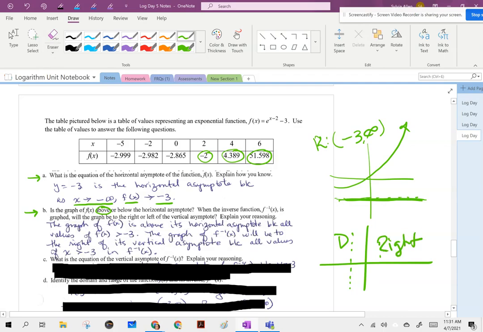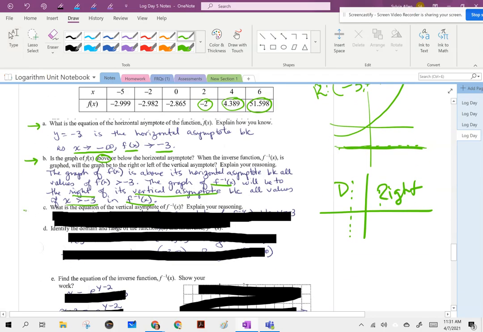Okay. So the graph of f of x is above its horizontal asymptote because all the values of f of x, which is y, are greater than -3. The graph of the inverse will be to the right of its vertical asymptote because all the values of x greater than -3 are in f inverse. Okay.